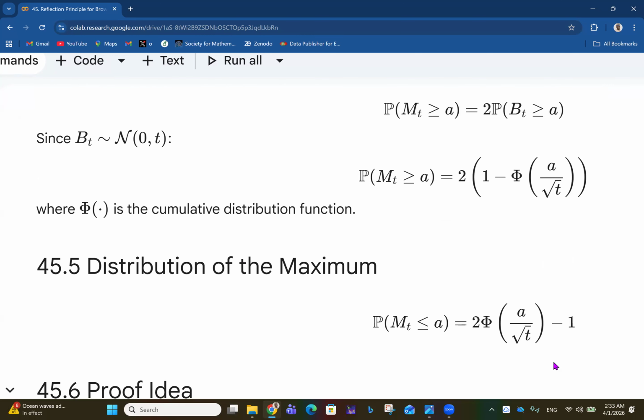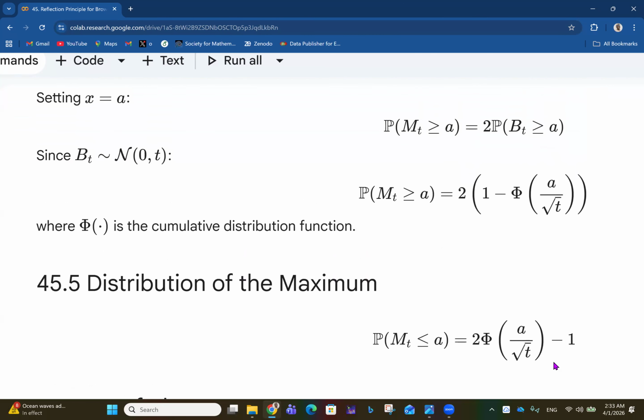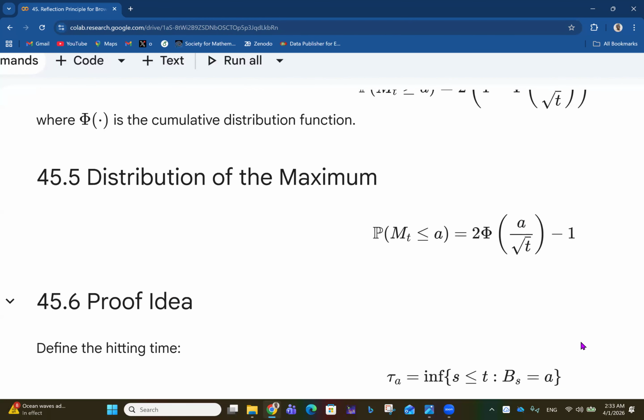With that in place, we can talk about the distribution of the maximum. The probability that M_t is less than or equal to a is equal to 2 phi of a over the square root of t, minus 1. So that's the distribution of the maximum.